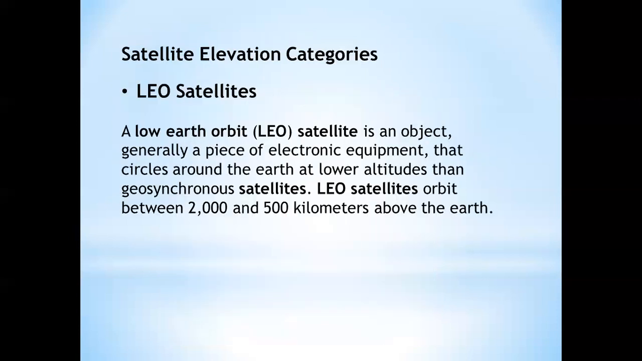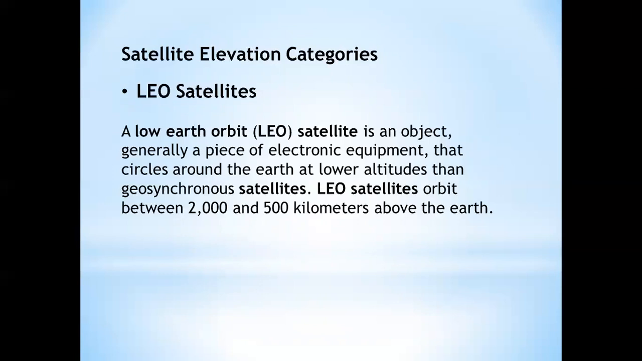Next is satellite elevation categories. Satellites are generally categorized into three types depending on their height from the surface of the Earth. First is low Earth orbit, that is LEO satellite. Second is medium Earth orbit, that is MEO satellite. And third is geosynchronous Earth orbit, that is GEO satellite. So first is LEO satellite.